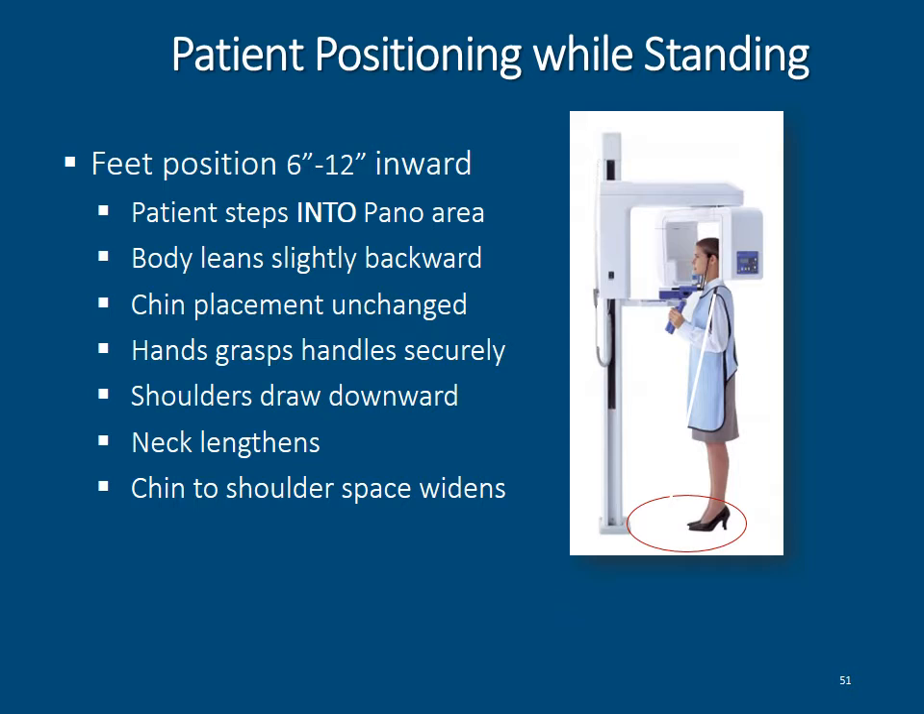Another important tip in patient positioning is to identify the actual placement of their feet while standing in the panoramic machine. The feet are positioned 6 to 12 inches inward. This will cause the patient to have a slight lean backwards. What this allows is that the head and neck can then be properly aligned to be very erect and straight. The body leaning slightly backward allows chin placement to be supported in the headrest or into the bite block, and then the patient must grasp the handles that are on the machine to secure themselves in this position.